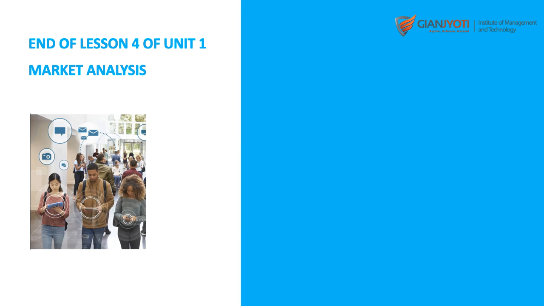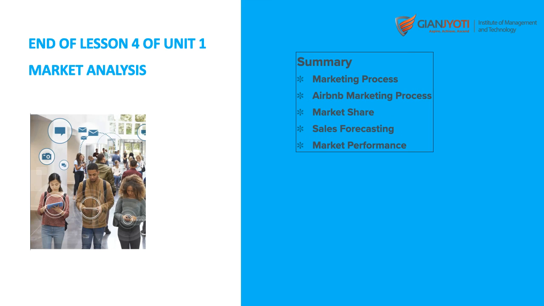So that is the end of lesson 4 of unit 1, which was market analysis. Let me have the recap. We talked about the marketing process. Then we looked at how Airbnb used that marketing process for their business. We talked about the 3 dimensions, that is the market share, sales forecasting, and the market performance. Under market performance, we talked in detail about the branding and the usage. So that is what we did.